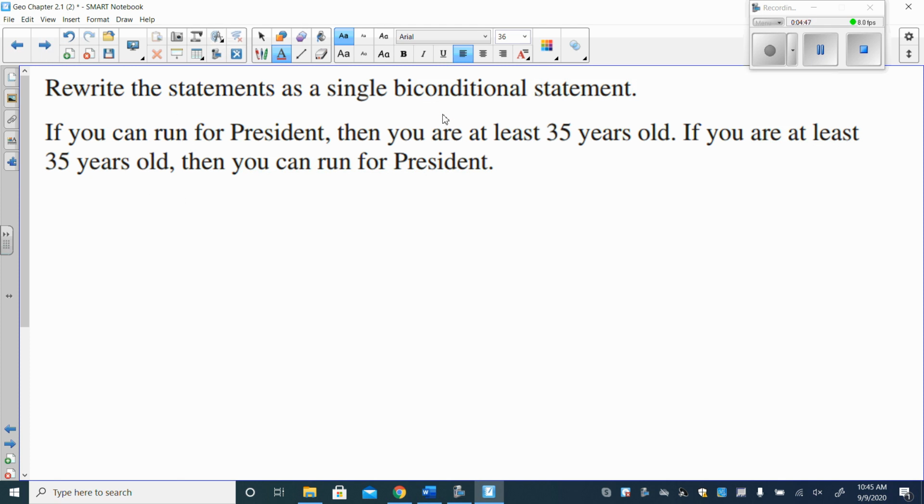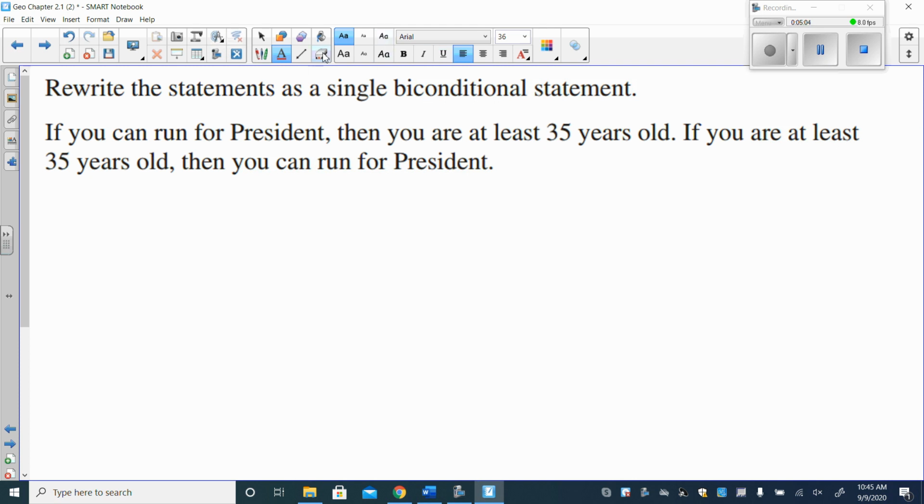Rewrite the statement as a single biconditional statement. If you can run for president, then you're 35 years old. If you're at least 35 years old, then you can run for president. Well, that's true both ways, yes? Because if you can run for president, it means you're at least 35. If you're at least 35, it means you can run for president.